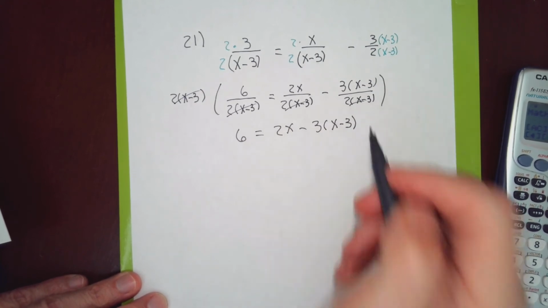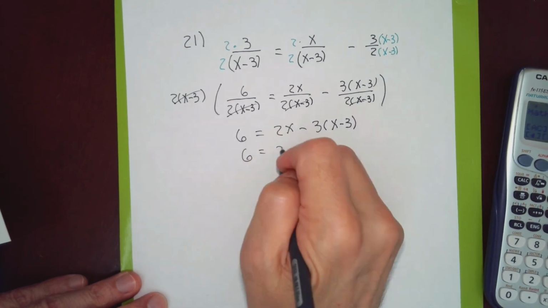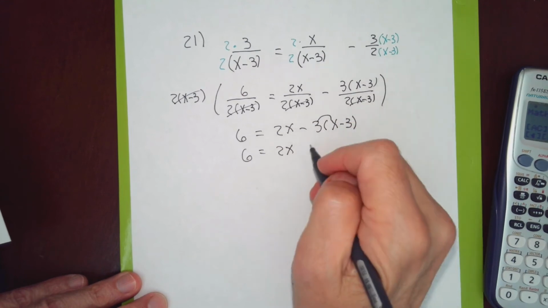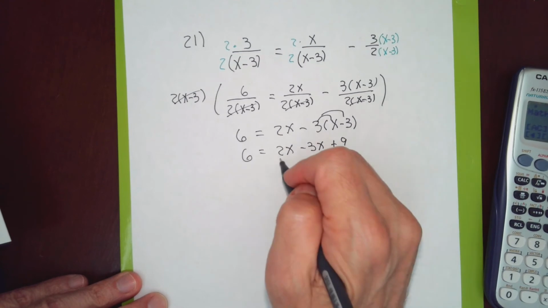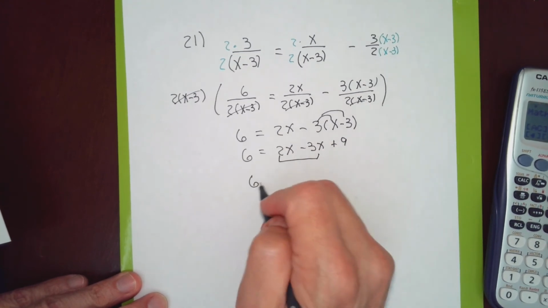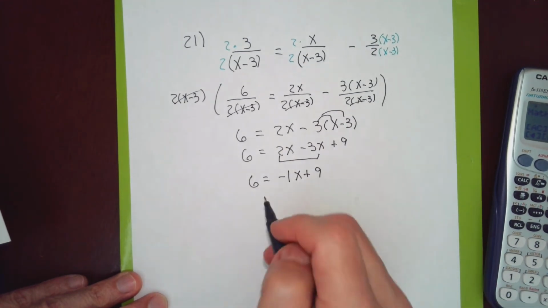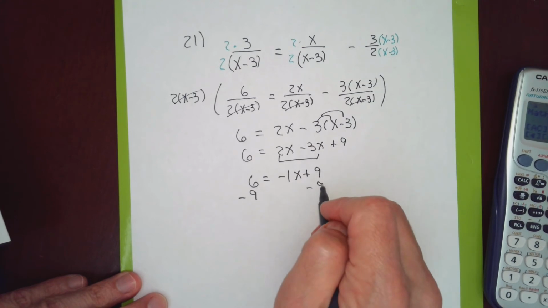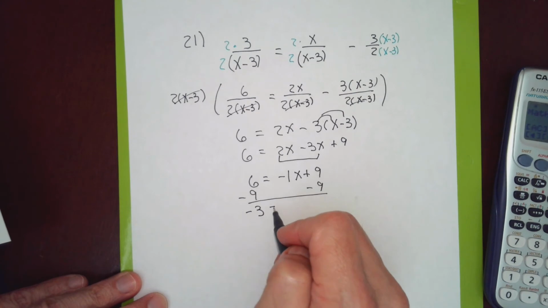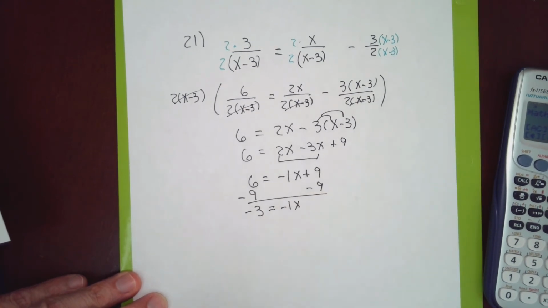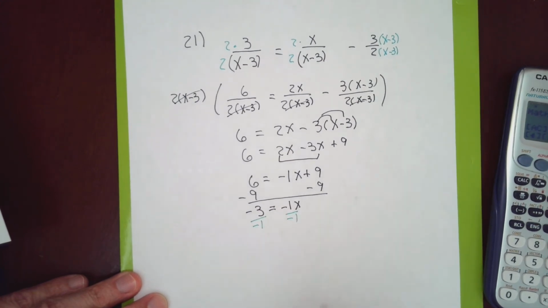I don't see a square, so I'm not going to set it equal to 0 and solve by factoring. I'm going to clean up that right-hand side. I'll clear the parentheses and go minus 3 times x is minus 3x. Minus 3 times 3 is plus 9. Combine the 2x minus 3x and 2 minus 3 is negative 1. Set it equal to 0, or get the numbers and letters on opposite sides by minusing 9. I get 6 minus 9 is negative 3 on the left-hand side. Have the negative 1x on the right-hand side. Divide by negative 1, divide by negative 1.